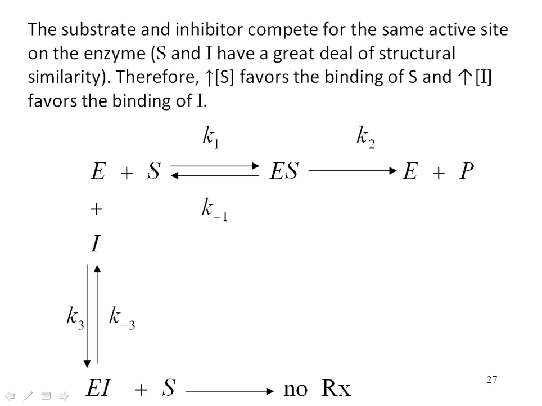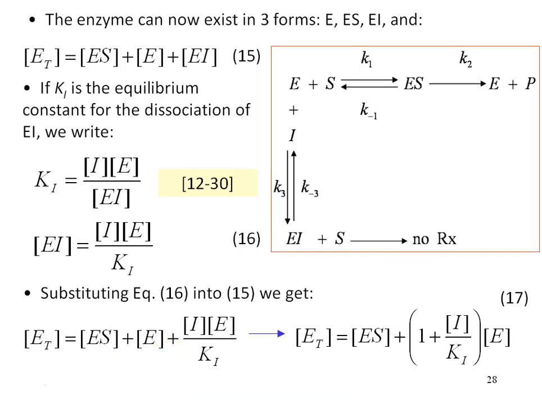So the substrate and the inhibitor have similar structure, and therefore they compete with each other at the same active site. Therefore, increasing the substrate concentration favors the binding of the substrate, and increasing the inhibitor concentration favors the binding of the inhibitor. If we write the dissociation constant of the EI, the enzyme inhibitor complex, in terms of the forward and backwards rate constants, then we can write it in this way.